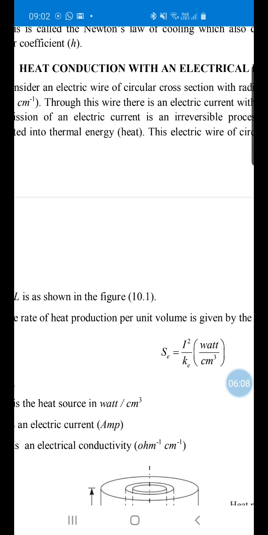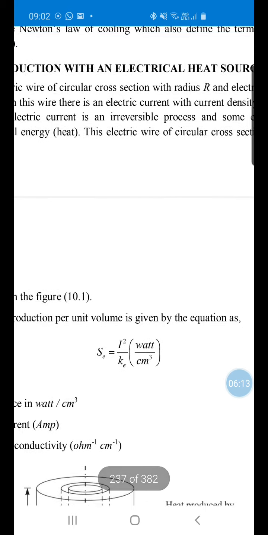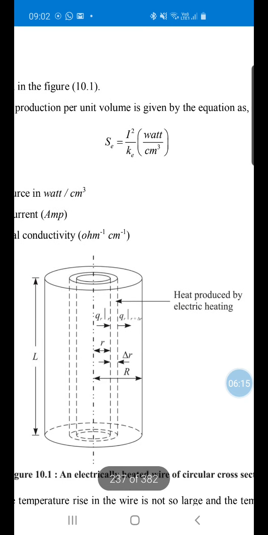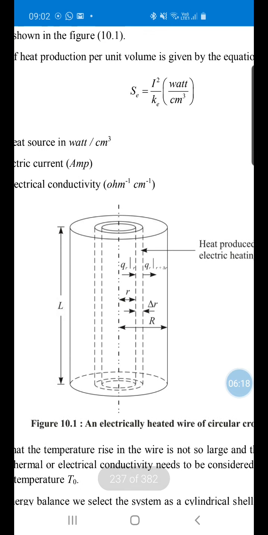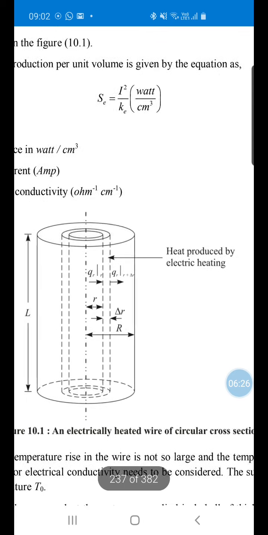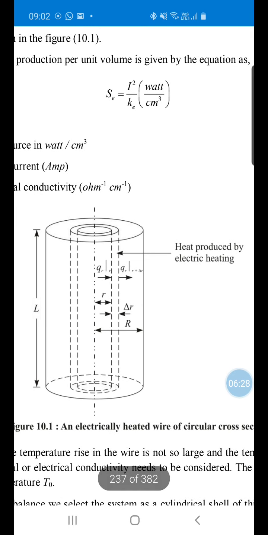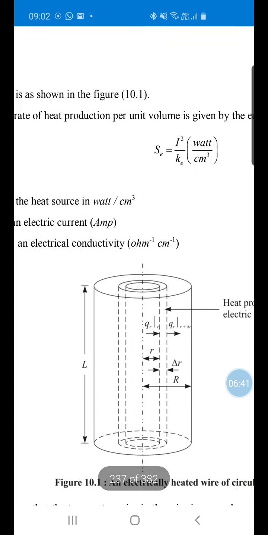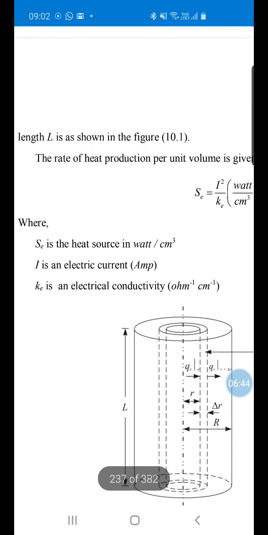This electric wire of circular cross section of radius R and length L is shown in the figure. So this is the diagram where you have to apply the energy balance. This is the electric wire of radius capital R, length L, and the heat is produced by electric heating. So this is QR at r, this is QR at r plus delta r. The radius of the thin element is small r, the thickness of the thin element is delta r, and we are going to apply the unsteady state balance.